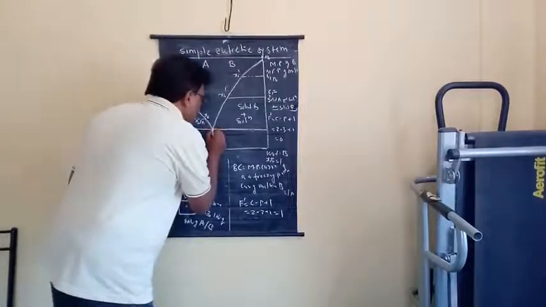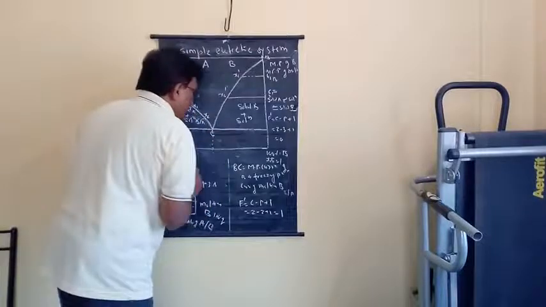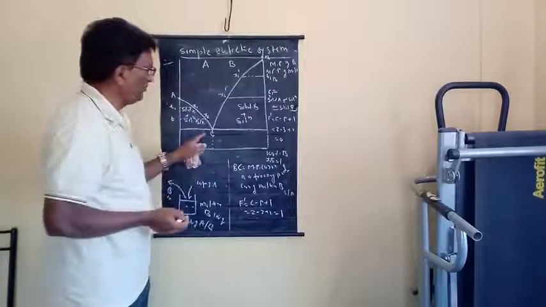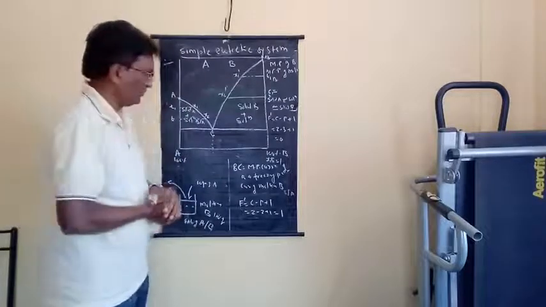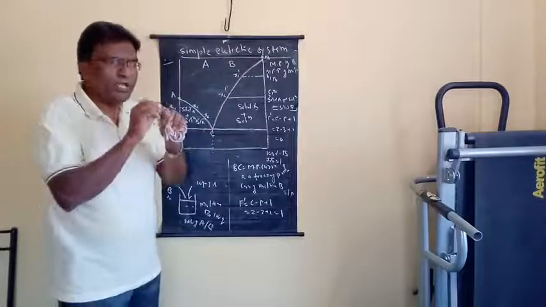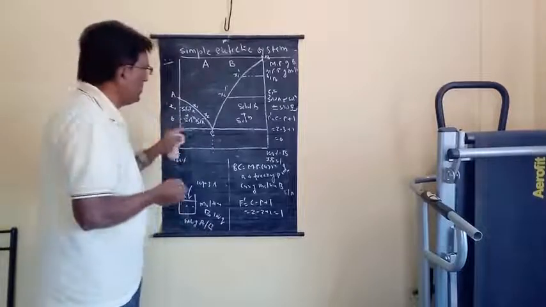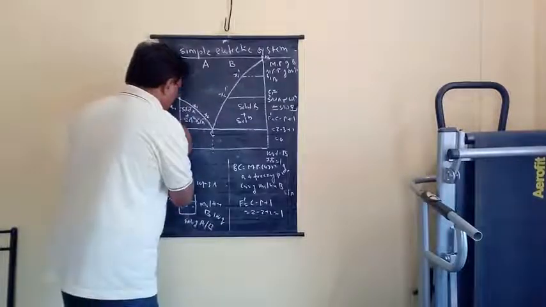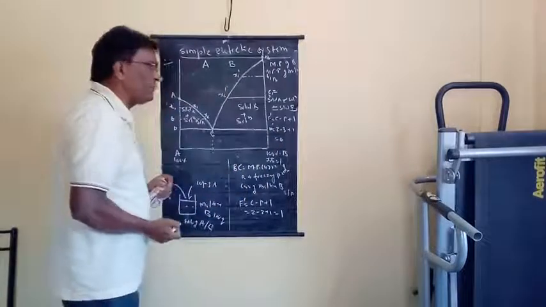Now, this C is called the eutectic composition. The composition corresponding to that C is called the eutectic composition. Now, at this particular point C, we have solid A, solid B, and solution of A and B. If we cool this composition below this line dd dash, then what will happen?